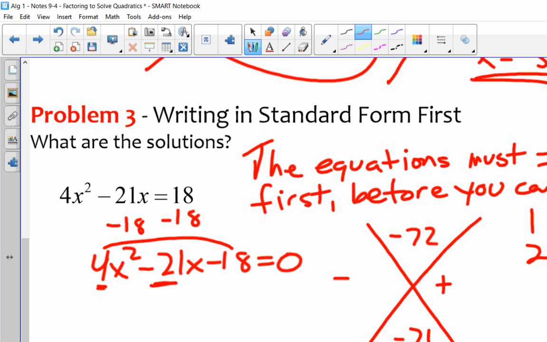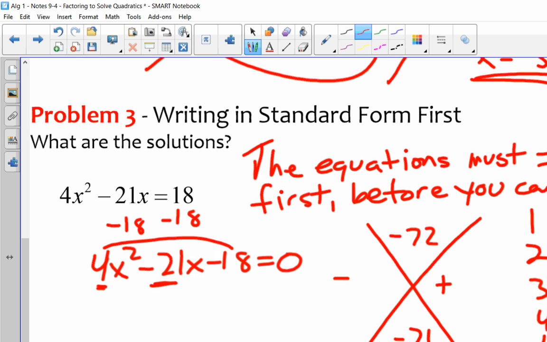Does 3 go into 72? Yes, it does. It goes into it 24 times, sorry. Does 4 go into it? Yes, it does. It goes in 18 times. Does 5 go in? No. Does 6 go in? Yes, it goes in 12 times.